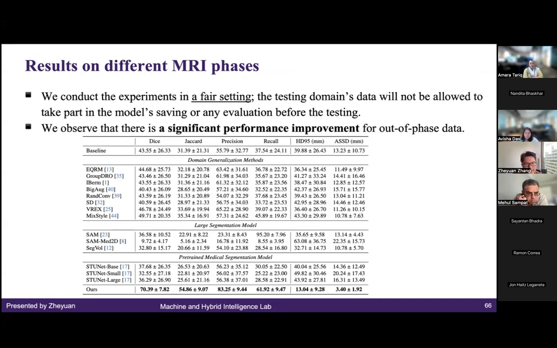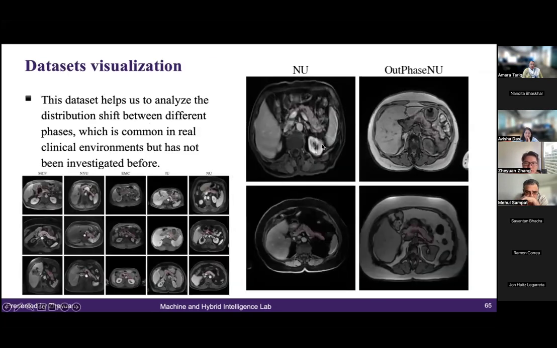Compared with the traditional methods like different generalization methods, or the large segmentation models, or the pre-trained medical segmentation models on AbdomenAtlas 1K or TotalSegmentator, we can find that our proposed method achieves a really significant performance gain compared with the others. From the baseline, the Dice coefficient is only about 40, and we can move this segmentation performance to around 70. This means that without any training on the other phase, just training the model on the venous phase, we can actually achieve promising segmentation performance on these other phases.